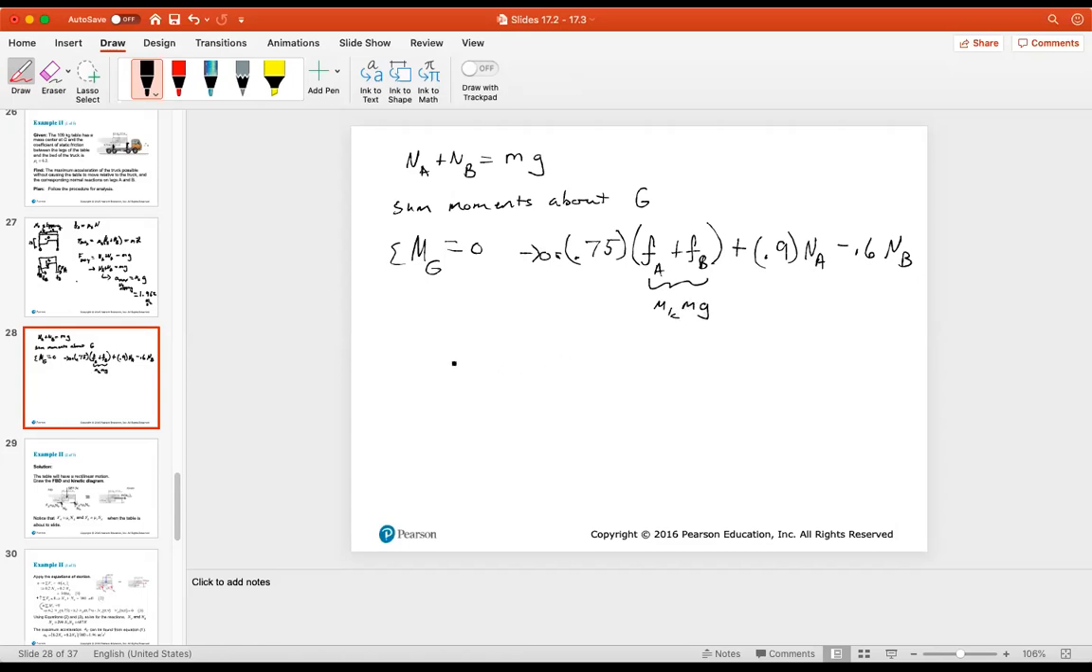So I'm just going to write these out. I get the following equations. I get NA plus NB is mg. And then I have the following: mu k mg times 0.75 equals 0.6 in B minus 0.9 in A.